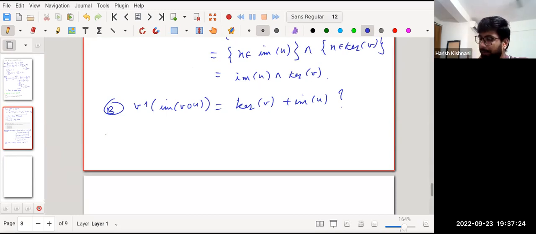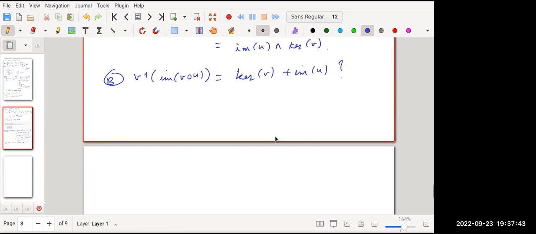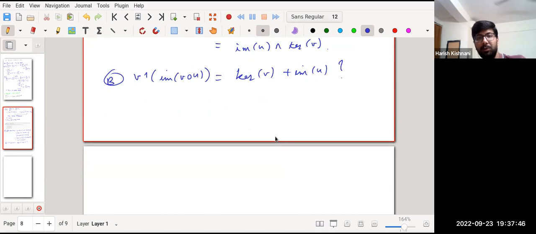Now if we prove that kernel of V and image of U are both inside this set, then their addition will also be there inside this set, because this addition is the smallest module containing them. Okay, so how to show that?